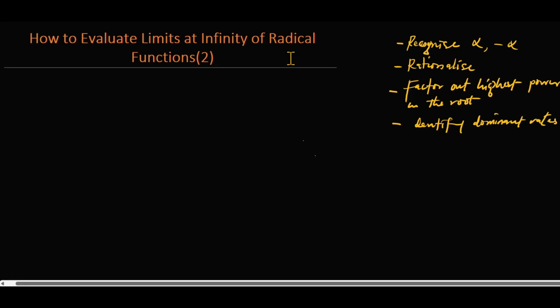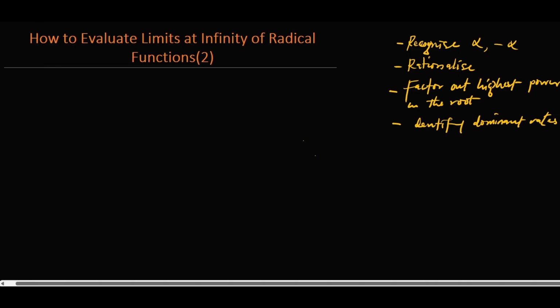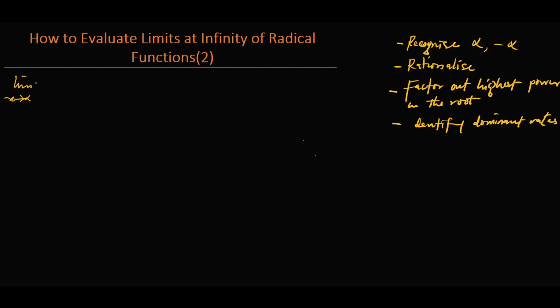Evaluating limits at infinity of a radical function. You are given to evaluate the limit as x approaches infinity of root 4x squared plus x, minus 2x, all over x. How do you evaluate this?